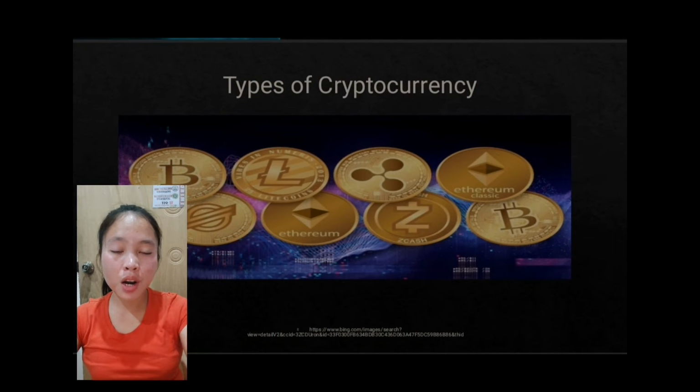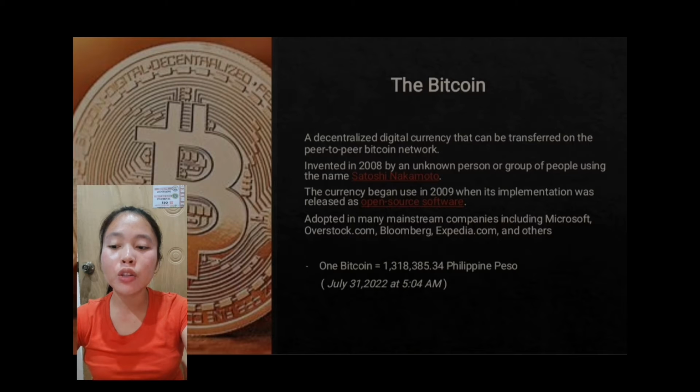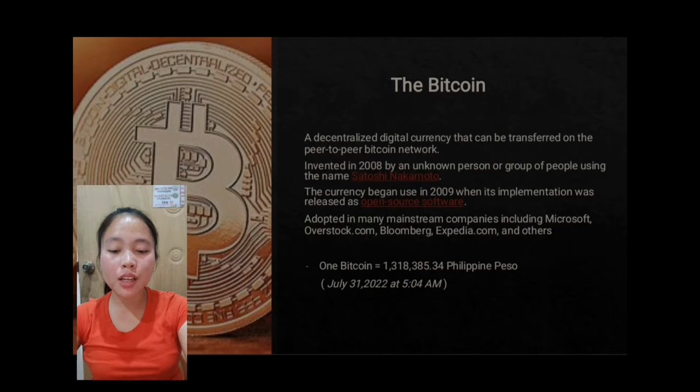A type of cryptocurrency is Bitcoin, a decentralized digital currency that can be transferred on the peer-to-peer Bitcoin network. So, Bitcoin is like an online version of cash. Then, peer-to-peer is used by some online gaming platforms for downloading games between users.